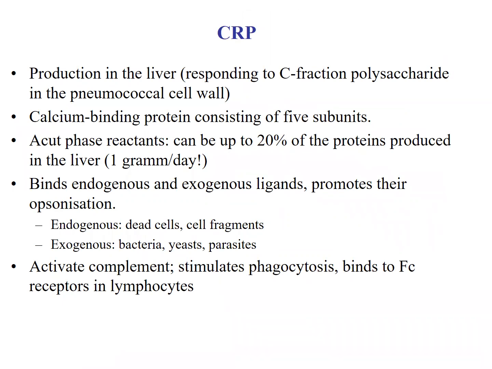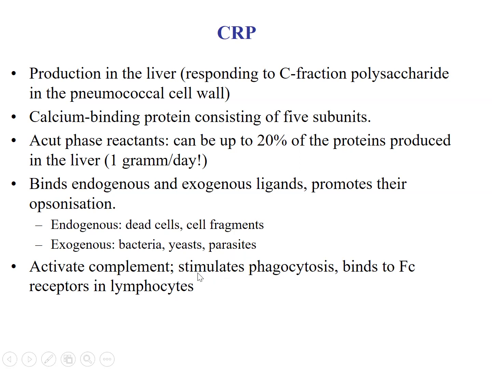and it is a calcium binding protein consisting of 5 subunits. It can be up to 20% of the proteins produced in the liver during the acute reaction. And it can bind to endogenous and exogenous ligands and promotes their opsonization. For example, here you can see that the endogenous can be dead cells or cell fragments, and exogenous bacteria, yeast, and parasites. It's a very active complement.